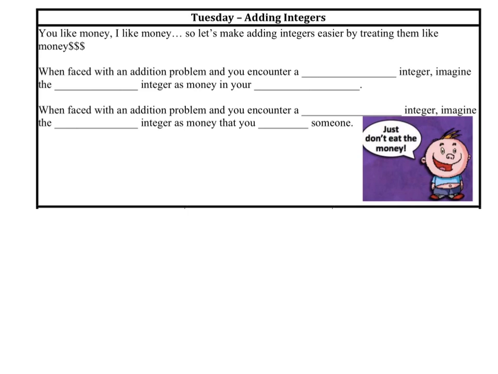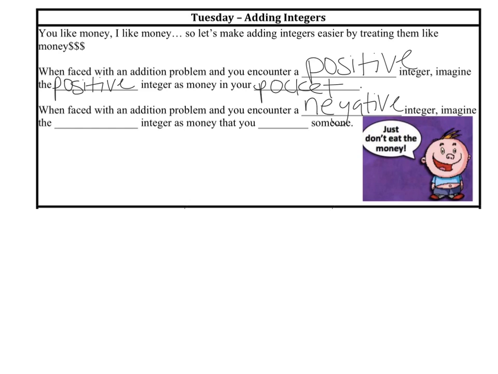When faced with an addition problem and you encounter a positive integer, imagine the positive integer as money in your pocket. So this is money that you actually have. When faced with an addition problem and you encounter a negative integer, imagine the negative integer as money that you owe somebody.